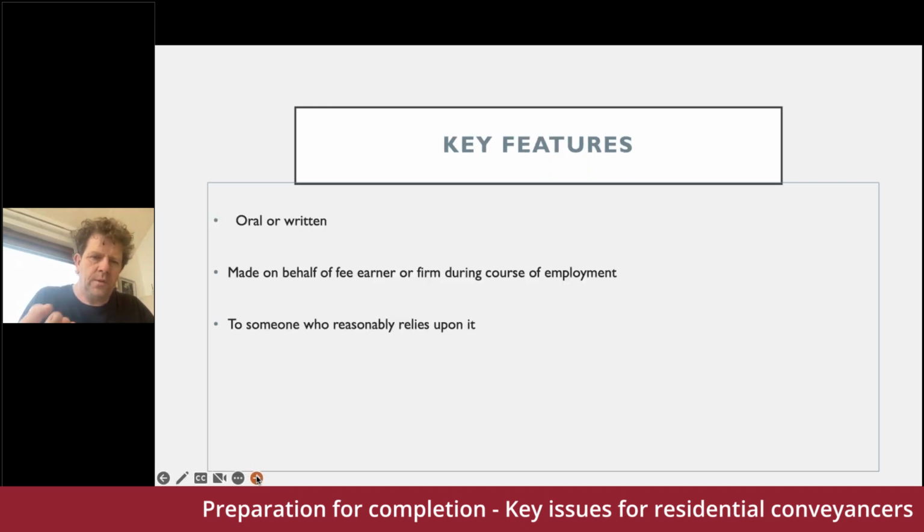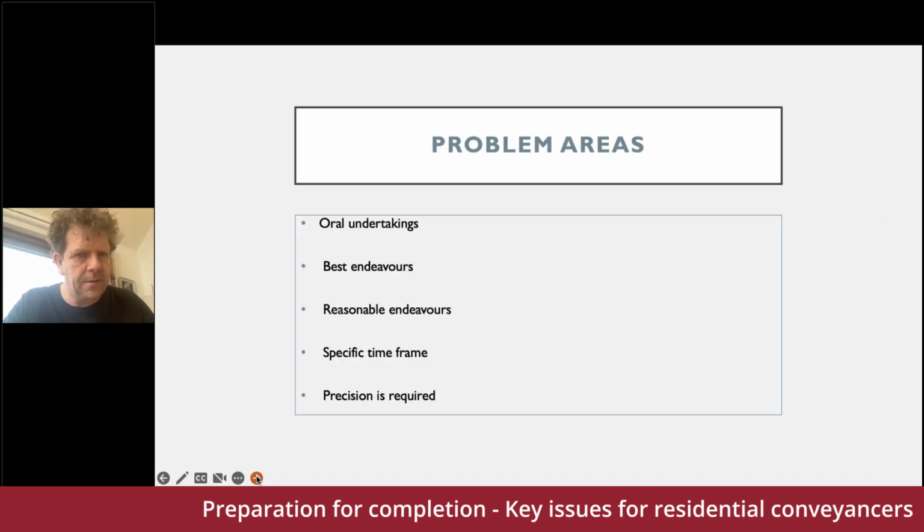Again, it is important to understand that an undertaking is made on behalf of a fee earner or firm during the course of employment and during the conveyancing process. Any undertaking given in the conveyancing process will be deemed enforceable, and it is enforceable by someone who reasonably relies upon it. In the conveyancing process, the usual form of undertaking would mean that it would be reasonable for the recipient to rely upon it.